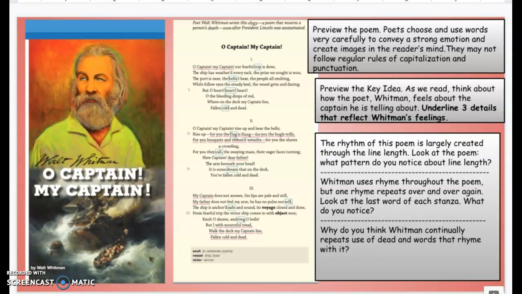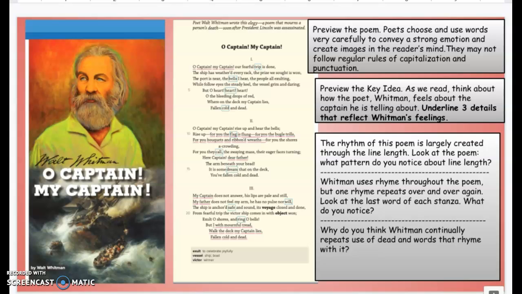So as we read, we're going to think about how he feels, details reflecting Whitman's feelings about Lincoln. So as we read, you can go ahead and underline those. I have tried underlining a few just in case you get stuck, so you can use those.